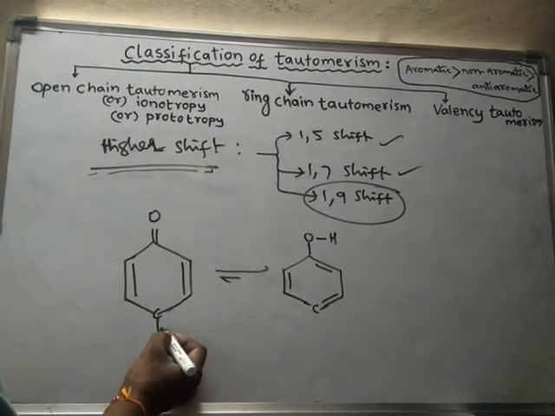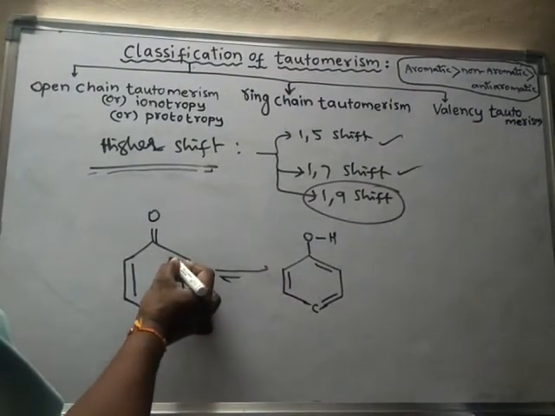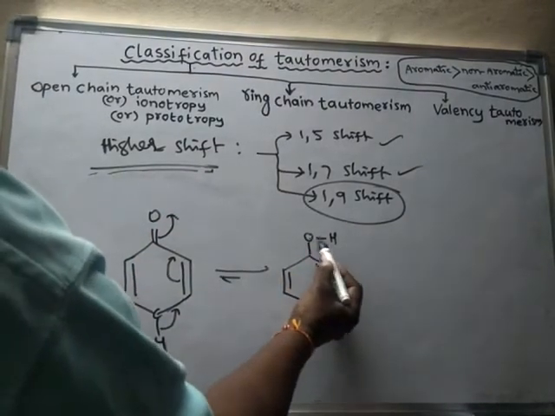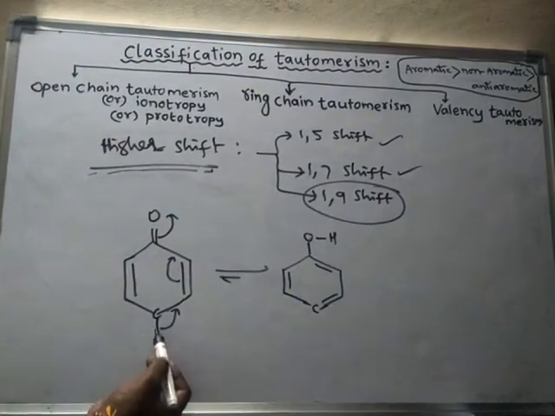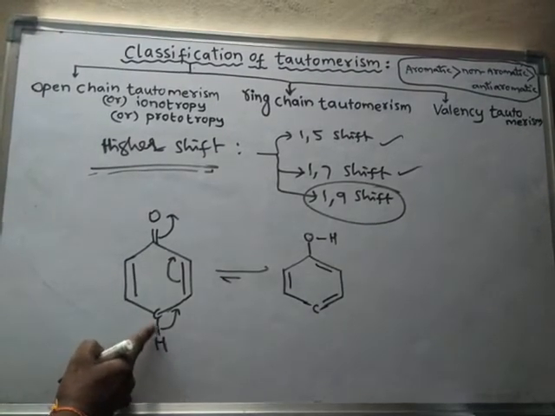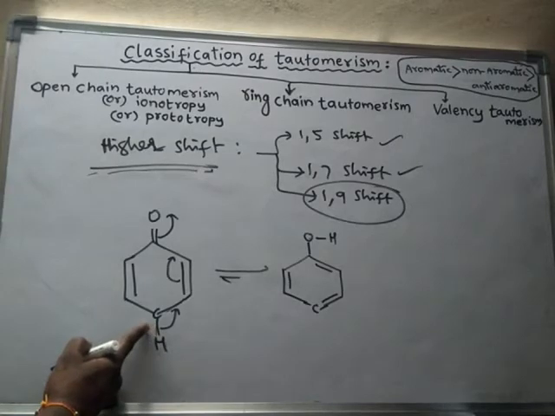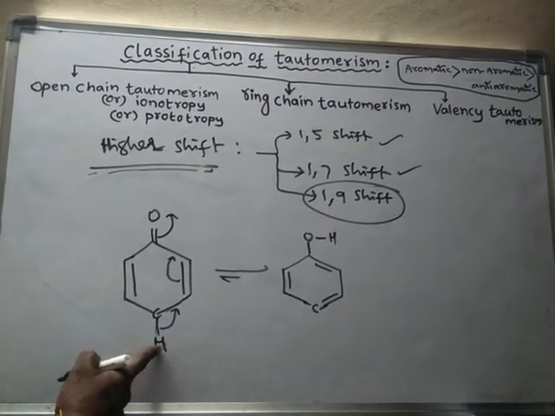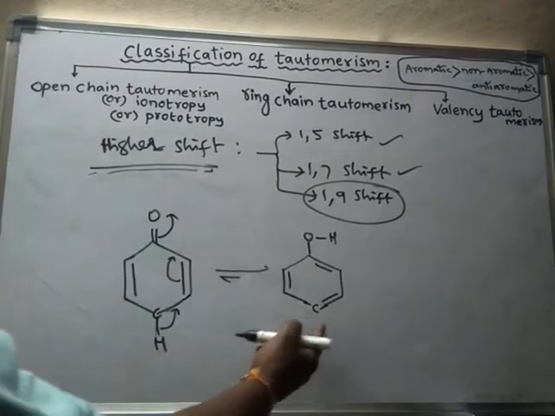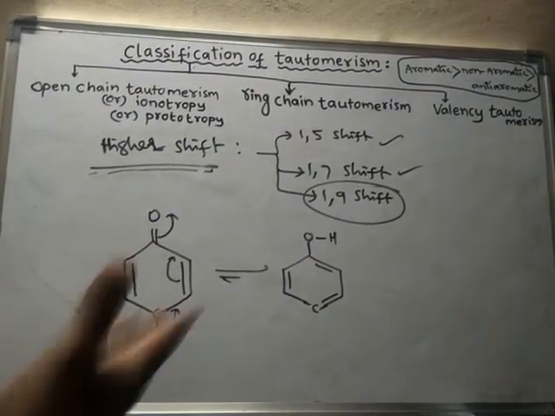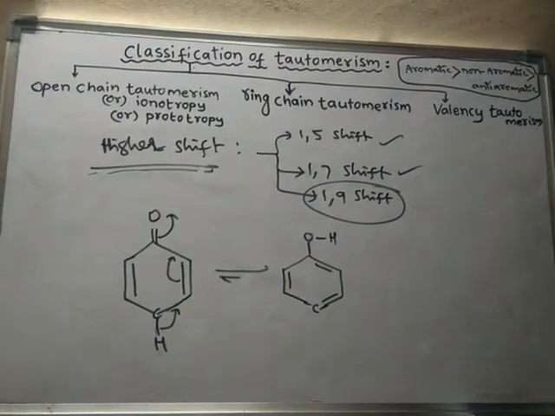So what happens? This bond will shift here, this bond will shift here, and this bond will shift here. That means a bond is formed between oxygen and hydrogen. So this bond is lost. That means this bond is ruptured. Ruptured means broken down between carbon and hydrogen. Hydrogen is made free. Now this hydrogen will move towards oxygen, and finally it forms a phenol. So these are some of the examples of 1,5 shifts.